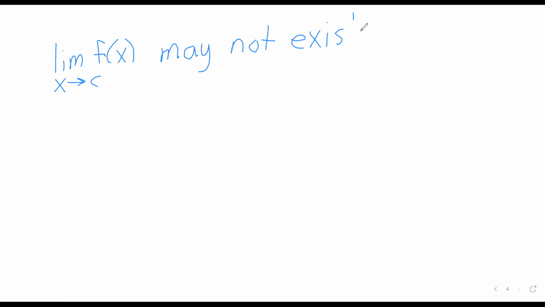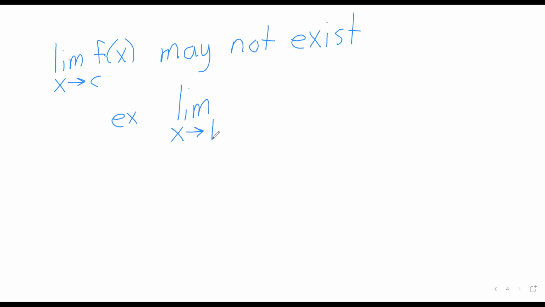So the observation I was going to make is that it's perfectly possible for the limit as x approaches c of f of x not to exist. So it's perfectly possible to have a function where as x approaches c, f of x doesn't approach anything.